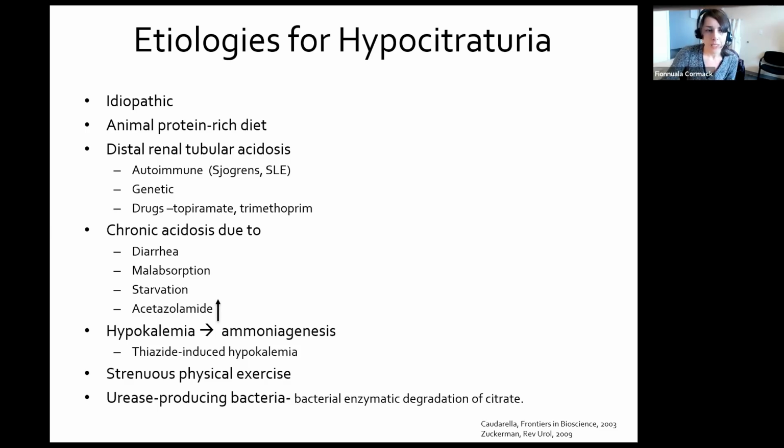Topiramate is definitely a medicine that, and zonisamide, which I didn't put here, are two medications that we always ask stone formers about, especially when we're seeing hypocitraturia. Topiramate and zonisamide are carbonic anhydrase inhibitors, and essentially they produce, in terms of urine chemistry, a distal RTA. A large number of patients do develop either a complete or incomplete RTA on topiramate, but it's estimated that probably only about 1 to 5% of patients develop kidney stones.